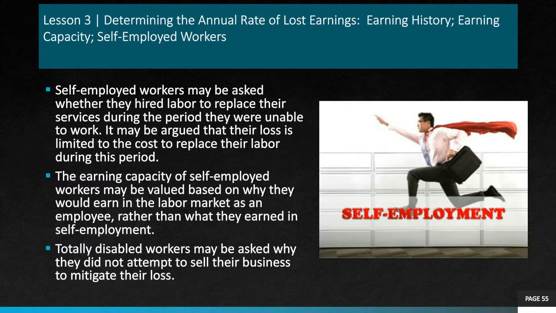The earning capacity of self-employed workers also may be measured based on not what they actually earned in self-employment, but what they could have received if they had gone out and hired themselves out as an employee. Totally disabled workers who can't work and cannot continue to earn may be asked why they didn't attempt to sell their business to mitigate their loss.